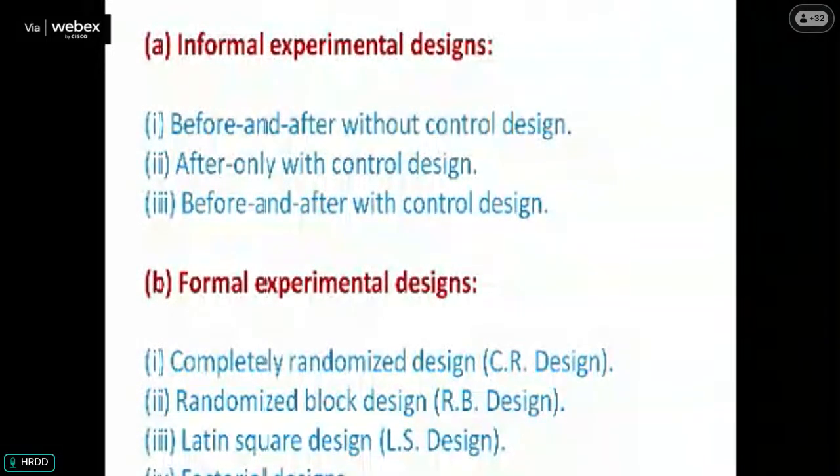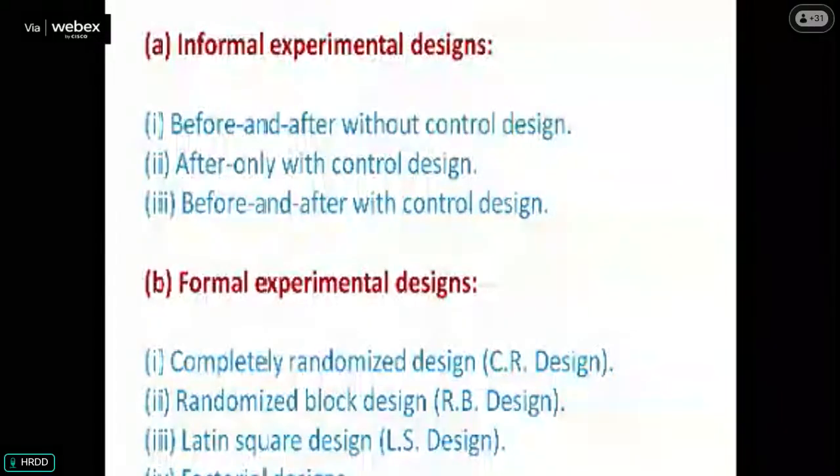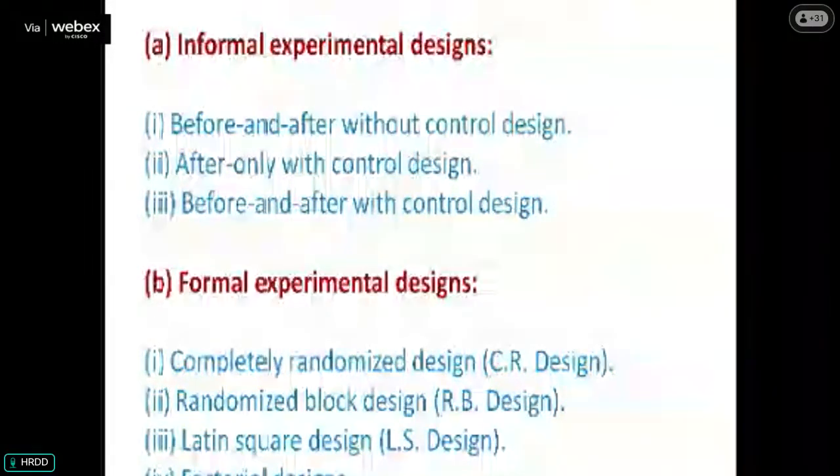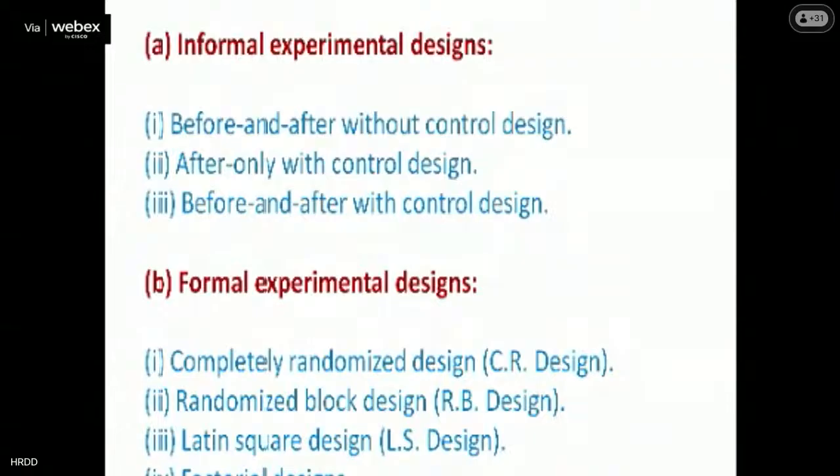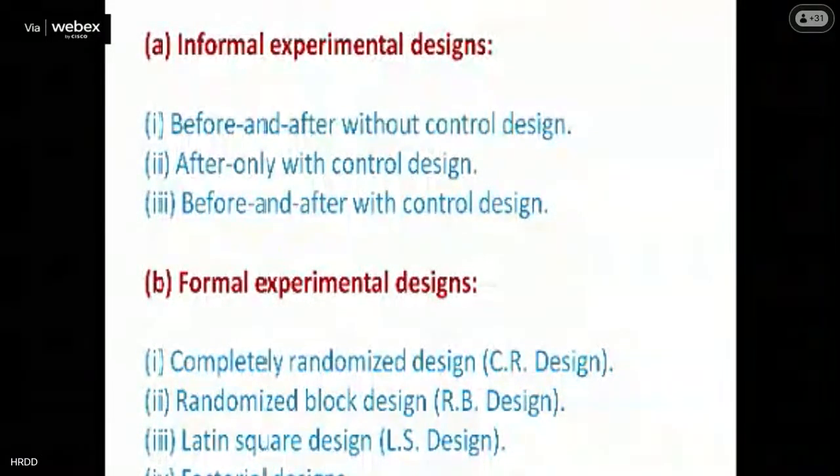In the formal case, there are four types: completely randomized design, in short CR design; randomized block design, RB design; Latin square design, LS design; and factorial design. This is how you evolve the experimental design, where you are concerned with experiments. Non-experimental hypothesis testing is not our concern. But since most of us will do experiments, we will try to manipulate the independent variable of our study and find out the effect on the dependent variable.